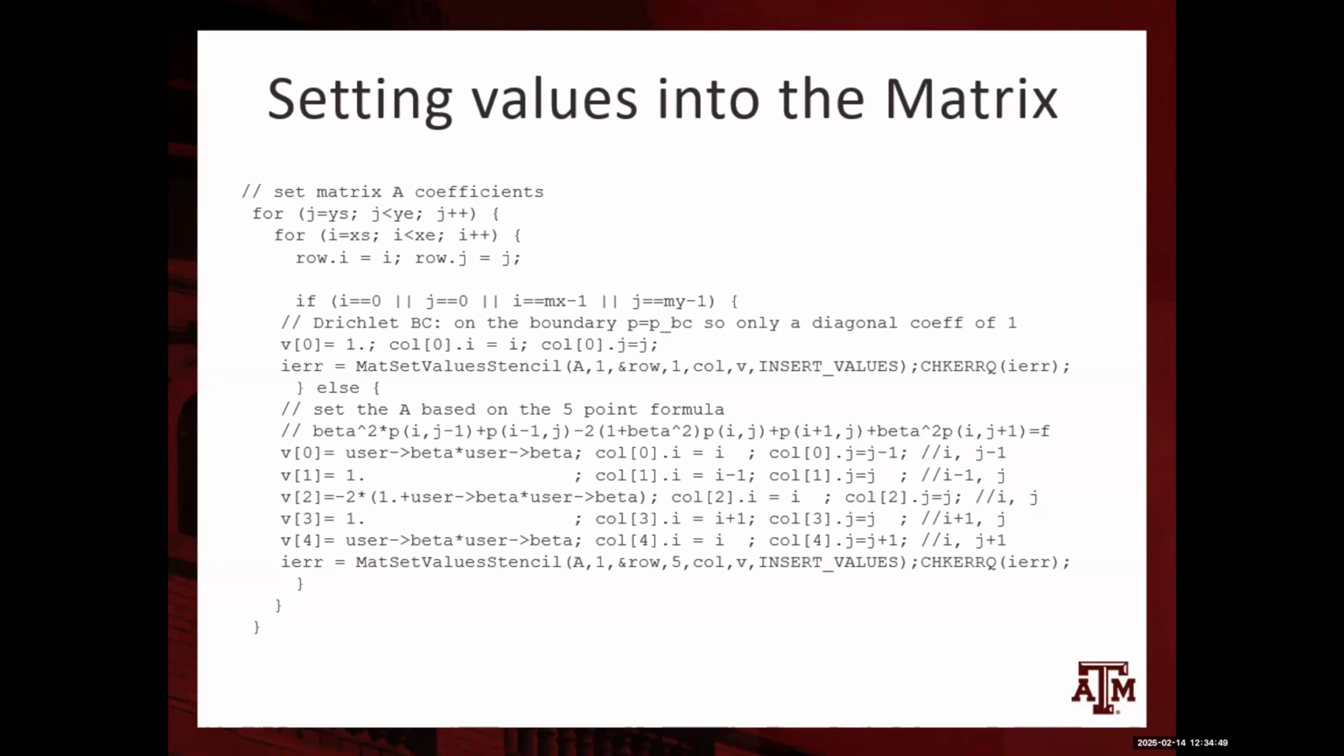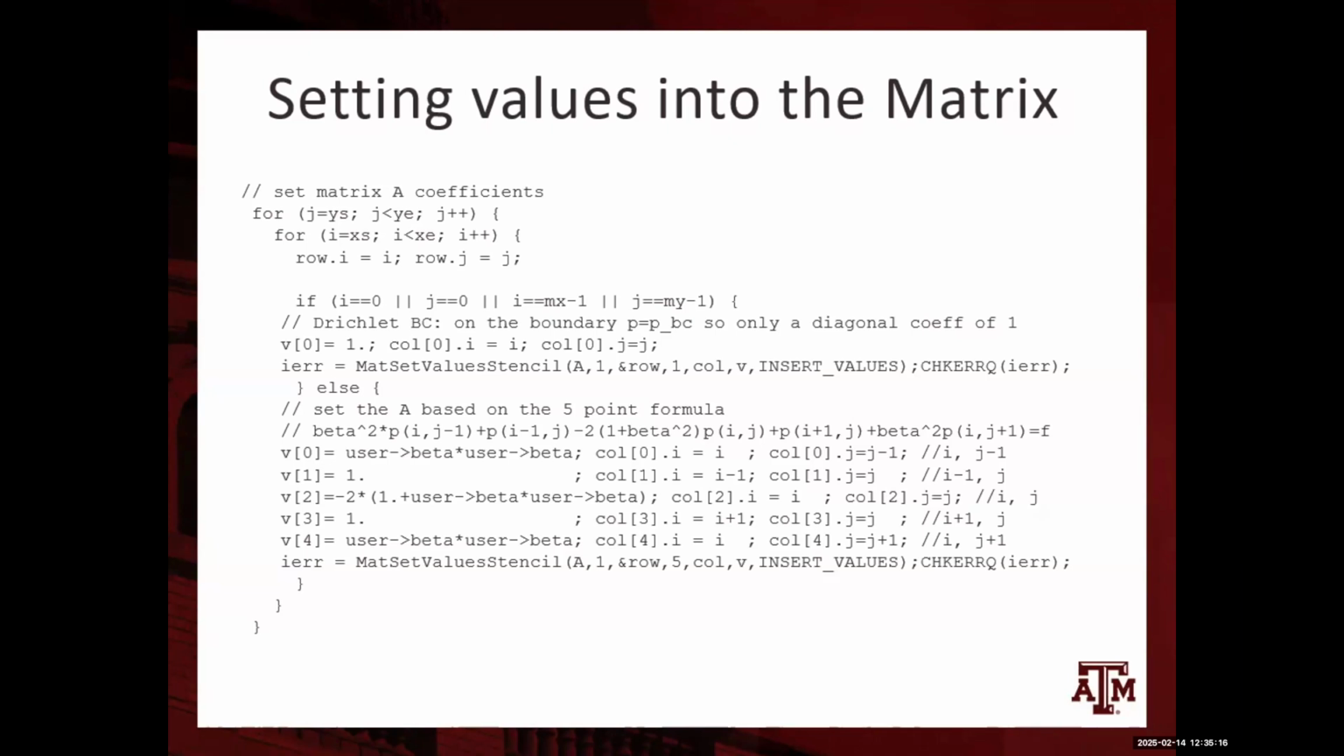Then here we call MatSetValuesStencil. That's our matrix, our operator A. We are setting 1 row, and this is the row number that we are setting. We are setting 5 values. These are the columns that we're going to have, and those are the v values, the coefficients. And we're saying insert the value.